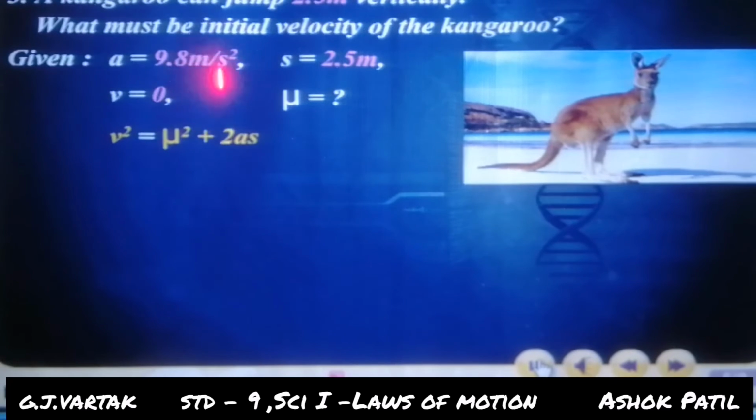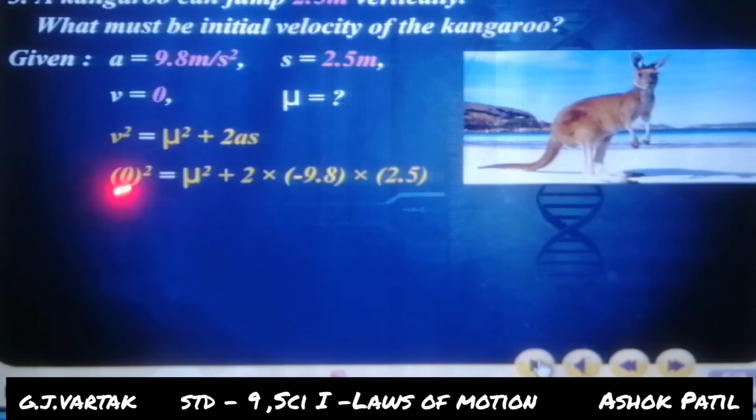Substitute the given values. 0 is equal to u square plus 2 into bracket minus 9.8 into 2.5. Why is this minus 9.8? Because the kangaroo jumped vertically. Vertically means from the surface of the earth to the sky, that is the vertical direction.